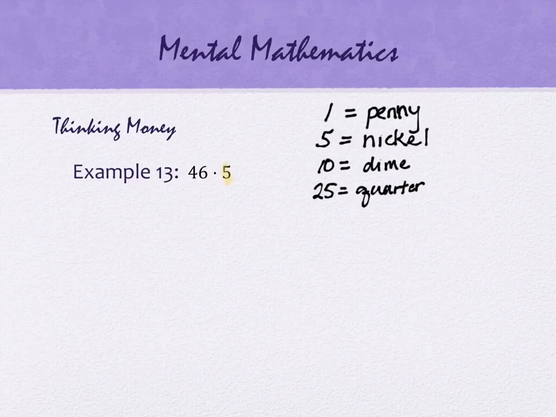So this 5 right here could be thought of as taking 46 nickels, because 5 is what a nickel is worth. If I had 46 nickels, that is not the easiest way to multiply something. But it'd be a lot easier instead to talk about having 23 dimes.